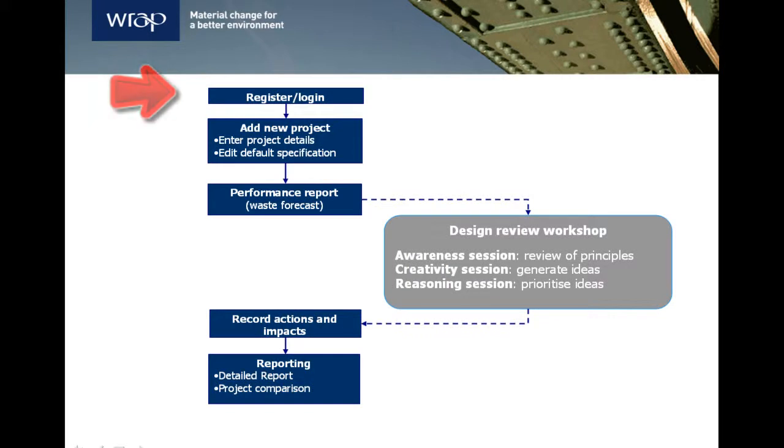Module 1 explains the process of using the tool and covers the first step of registering or logging onto the tool. Now we're ready to add a new project. The first step is to enter project details. The tool will then apply a default specification to your project based on the project type. You can then edit the specification. Let's look at adding a new project in more detail.